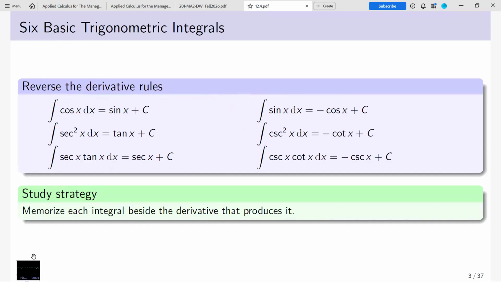These 6 formulas are not new facts floating in space. Each one reverses a derivative you already know. Pairing derivatives with antiderivatives is much easier than memorizing 12 unrelated expressions.